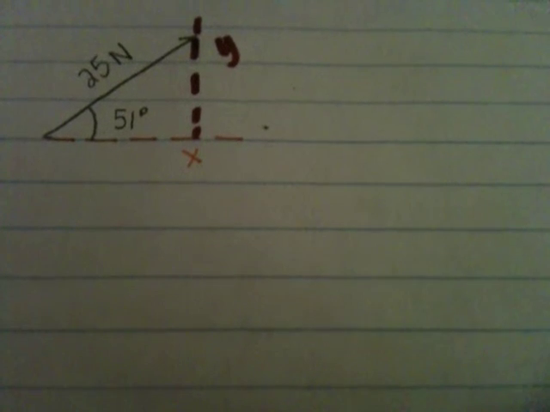So to solve for these, we are going to use basic trig. Starting with the y component, we are going to do sine. And sine is opposite over adjacent. And this is the side we want, so it makes sense to use sine. So we're going to do the sine of 51 degrees equals y over 25 newtons. And when you solve that out, y turns out to be 19.43 newtons. So there's our y component.